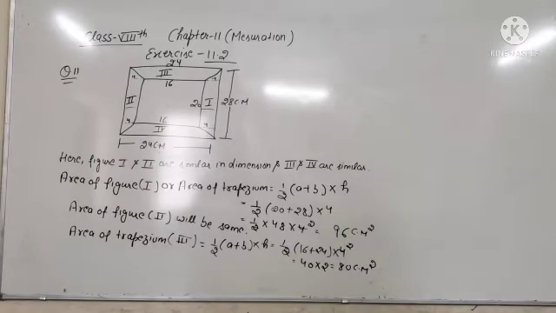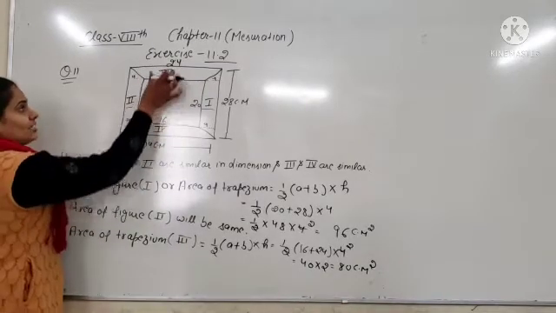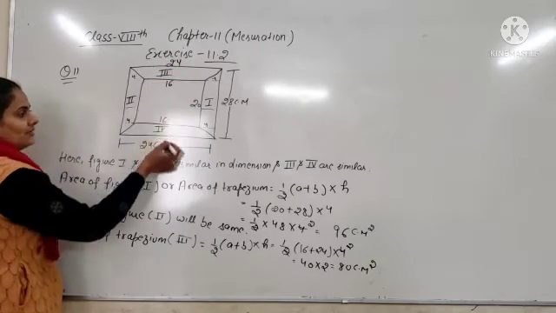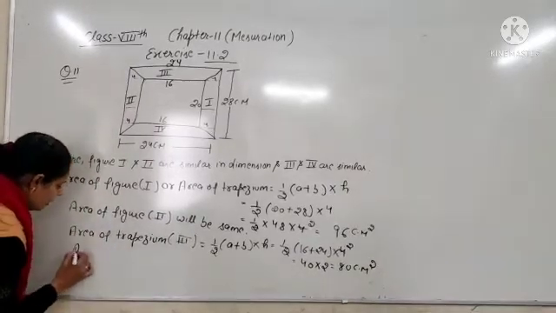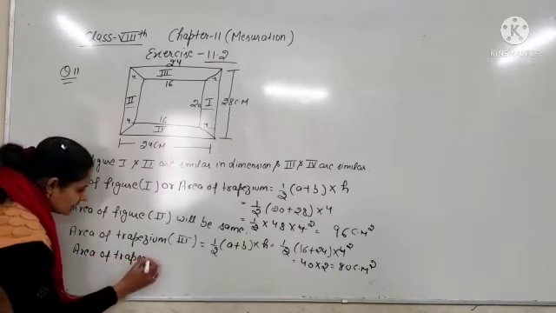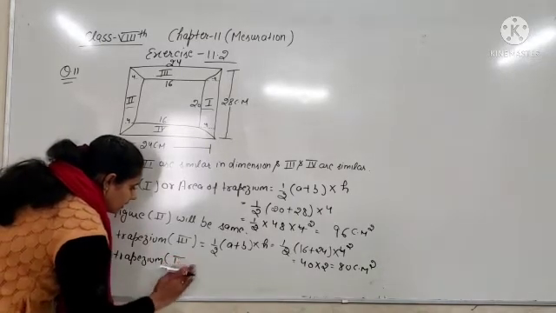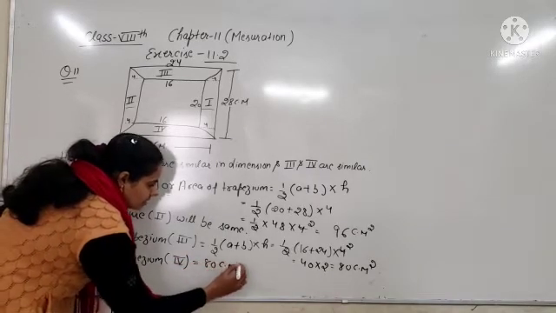If area of trapezium 3 is 80 centimeter square, you can see area of trapezium 4 will also be the same, because figure 3 and figure 4 are both similar or same, because the dimensions, height and parallel sides, are the same, 16 and 24. This one is also 16 and 24. So these are also similar figures. So the area of trapezium 4, or figure 4, will also be 80 centimeter square.